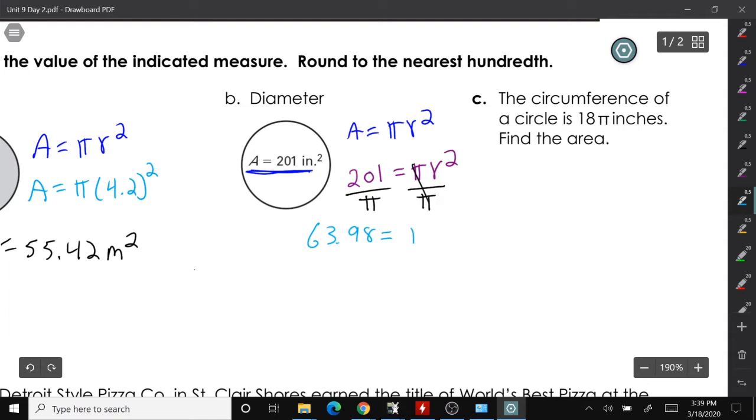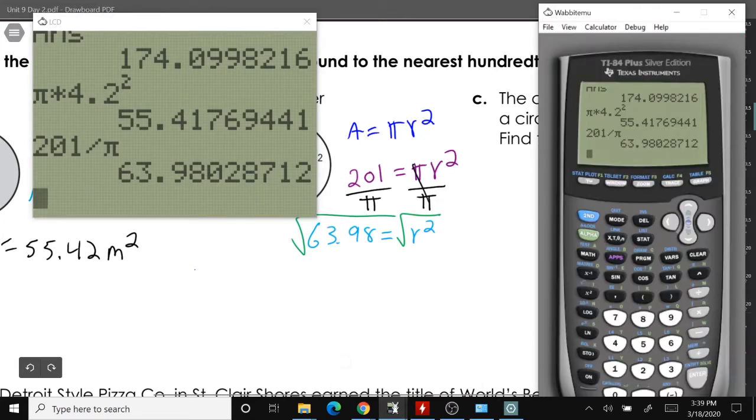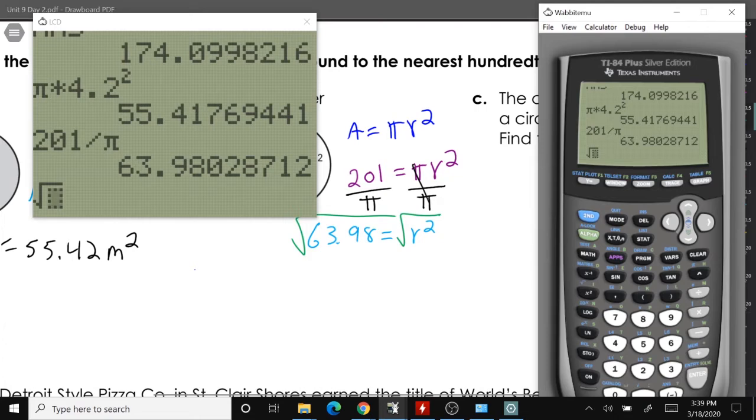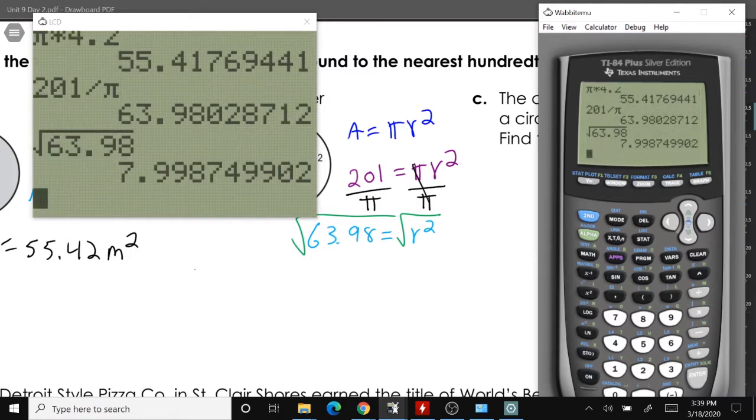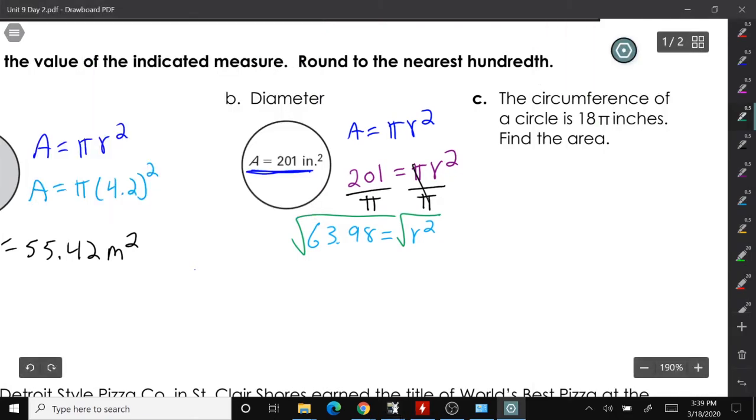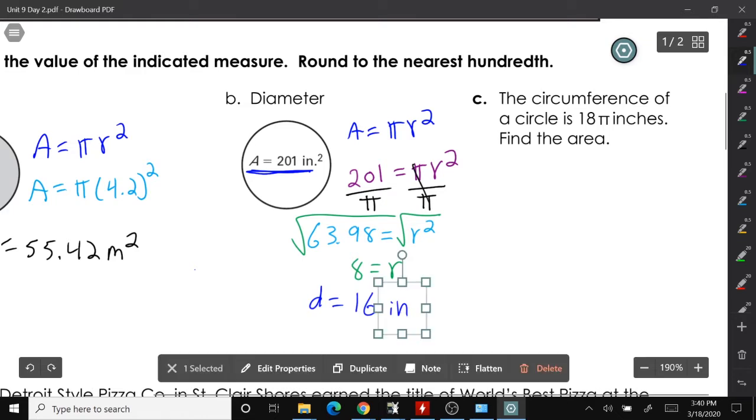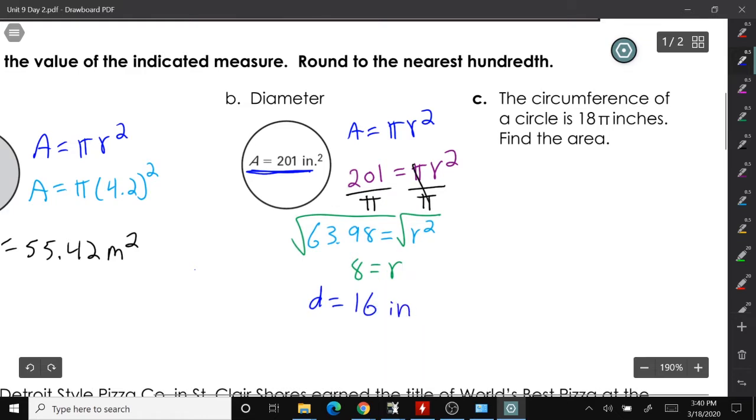63.98 equals r squared. And then we can square root both sides. So the square root of 63.98 gives me 7.998. Well, that's going to round up to 8. So 8 is equal to the radius, which means the diameter is going to be 16 inches because the diameter is 2 times the radius.